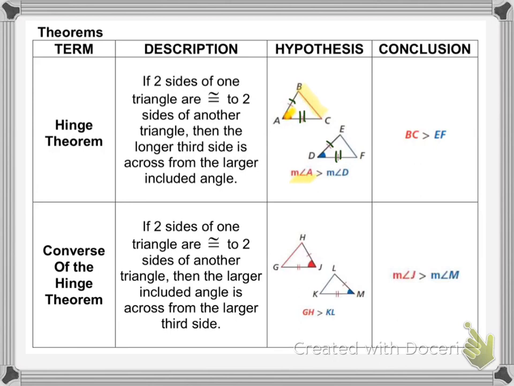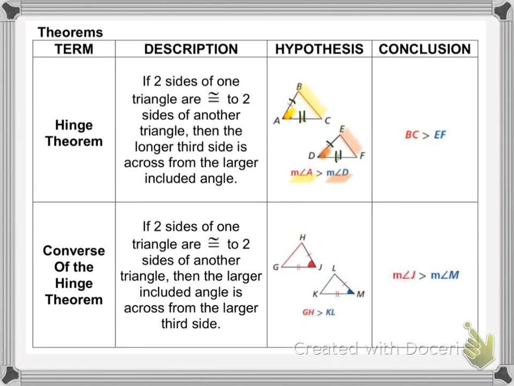Let me get another color. So if two sides of one triangle are equal to two sides on another triangle, the opposite is also true. So the smaller third side, since EF is smaller than BC, then the angle across from EF, angle D, is going to be smaller than angle A, which is across from BC. Okay, so we could say BC is greater than EF, and we could say the measure of angle A is greater than the measure of angle D. All right. So the reverse of this is also true.